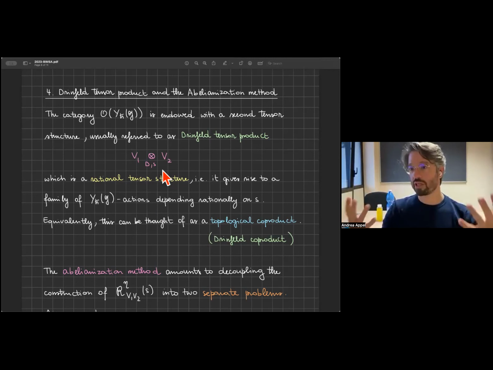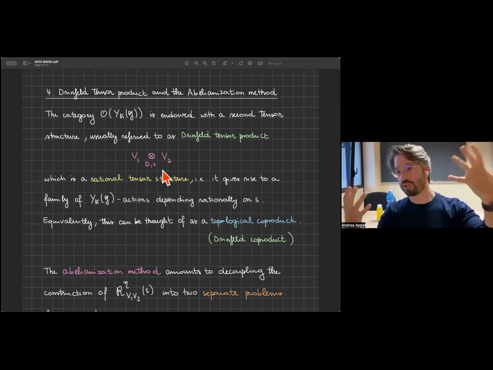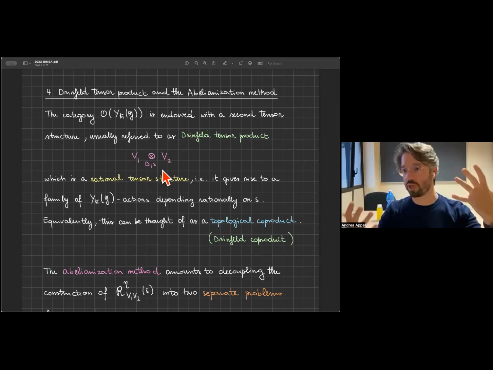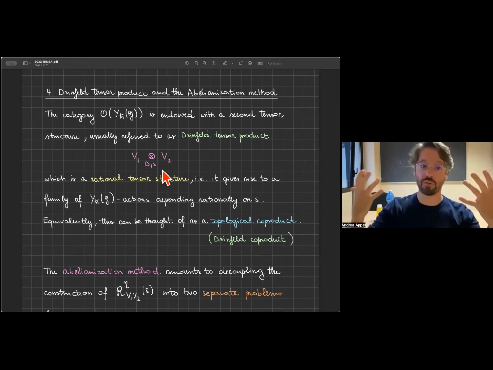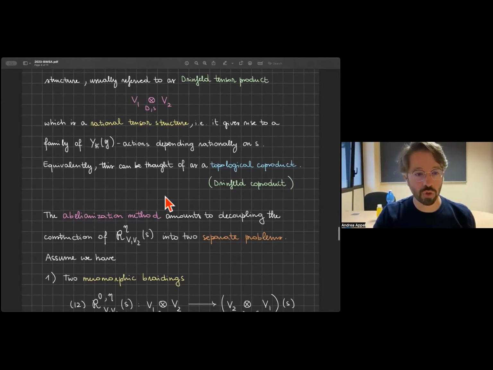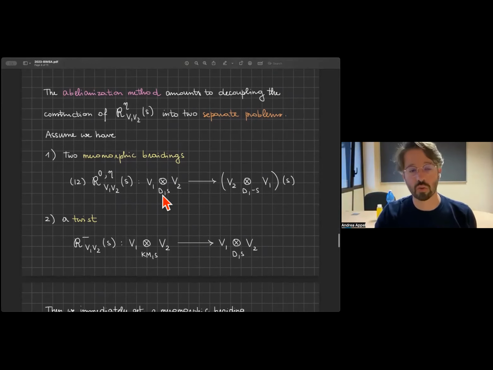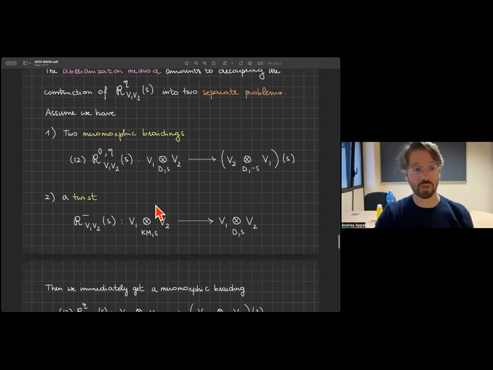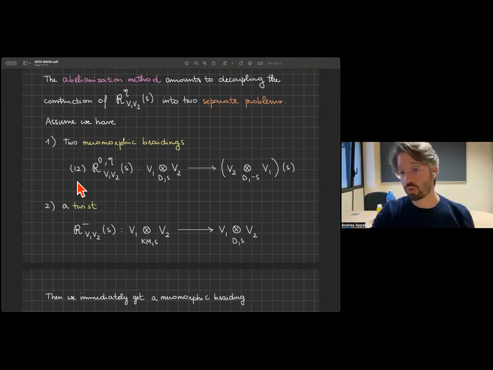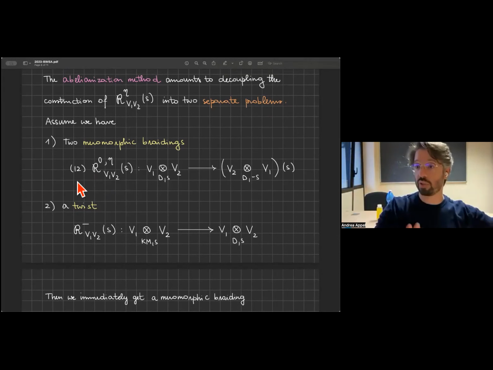Okay, so now in our category we have two structures. We are really interested in the Kac-Moody tensor product, but we have an auxiliary tensor product given by Drinfeld. So how do we use the interplay between these two tensor products? This is what we informally refer to as the abelianization method. Now it will be clear why this is called so, in which somehow we split the construction of the R matrix into two separate problems. And so the first thing that one tries to do is, well, first of all, let's forget about the Kac-Moody tensor product.